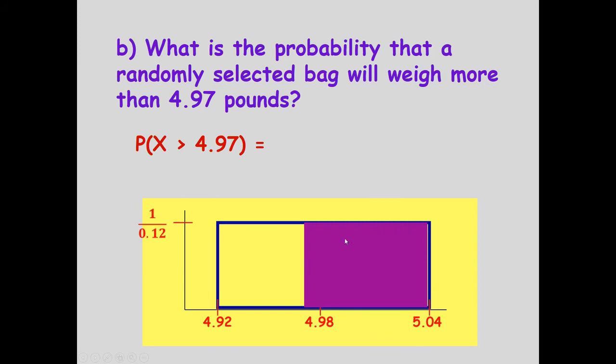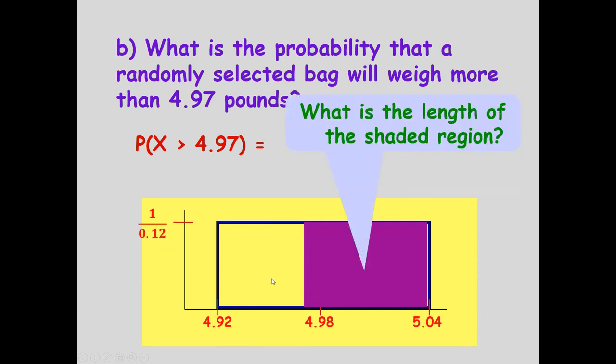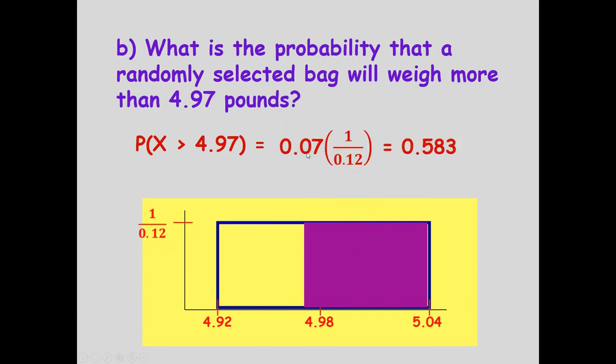We want to now find this area, and it's really easy because this is just a rectangle. We just need to figure out what is the base of that rectangle, how long is that rectangle's base, and we already know what the height is. It's 1 over 0.12. So we get 0.07, that's the distance from 4.97 till 5.04, times the height, base times height. So the chance of finding a bag that weighs more than 4.97 pounds in this situation is 0.583, 58.3%.